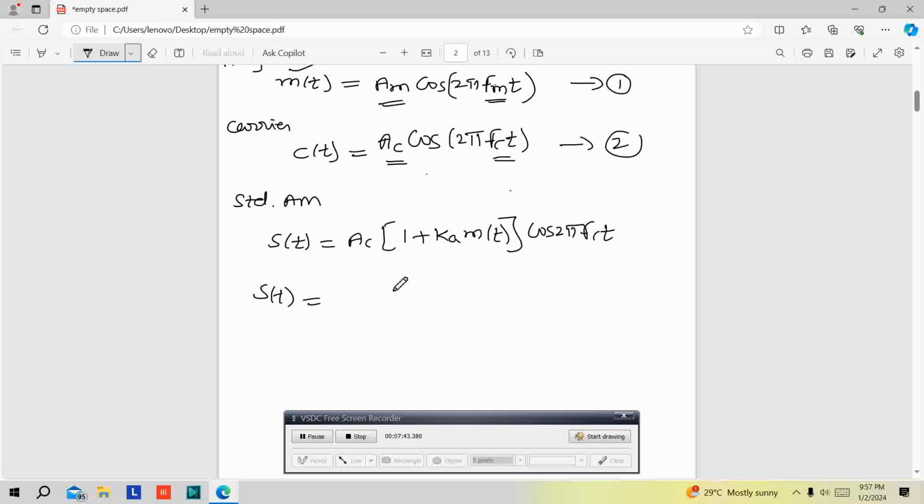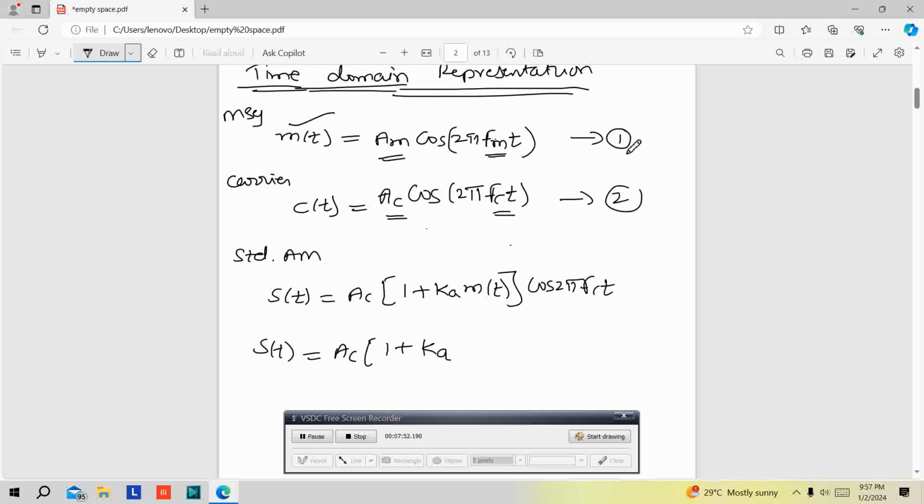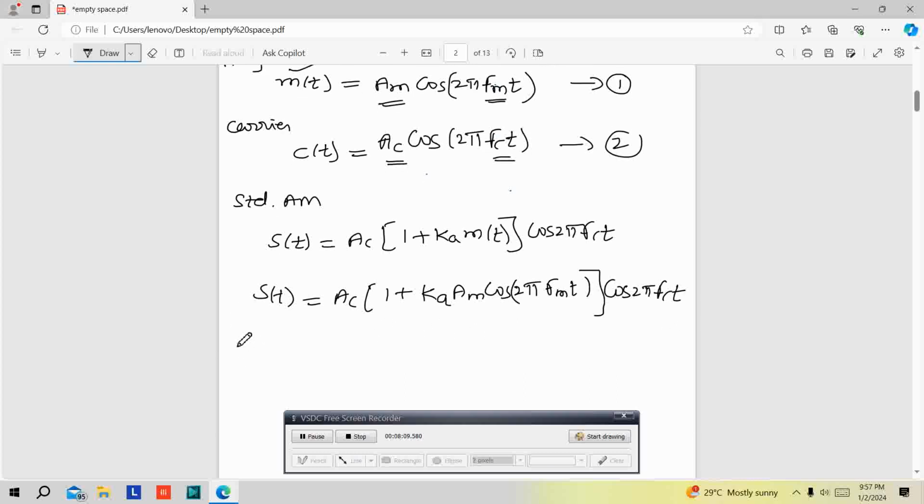So s(t) = Ac, keep as it is, [1 + Ka m(t)]. What is m(t)? From equation 1, m(t) = Am cos(2π fm t). So Am cos(2π fm t), whole bracket, into cos(2π fc t). Now I am going to expand this, open this bracket.